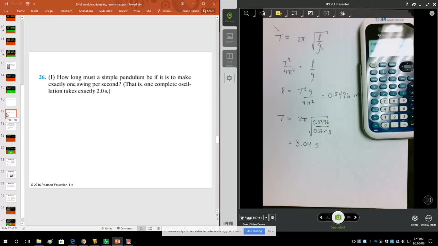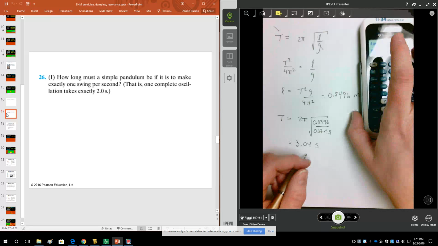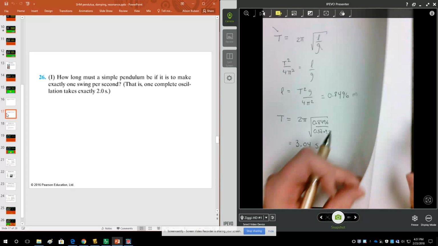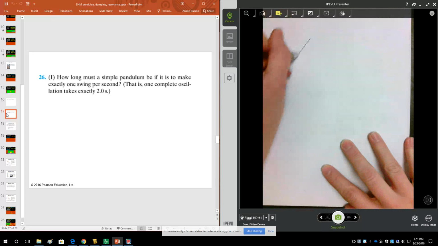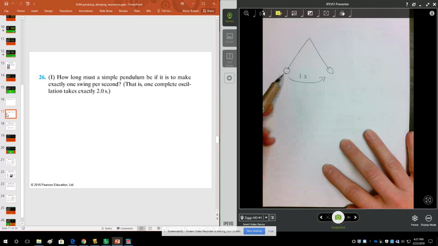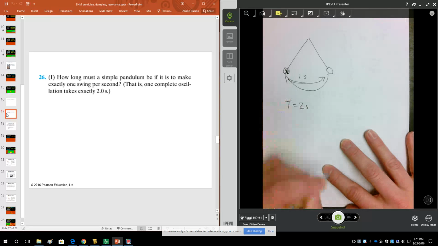So one swing per second, they're saying that one complete oscillation takes exactly 2 seconds. That's good to note. So they're saying one swing, from side to side, is 1 second. But a period means from starting point back to starting point. So that hint is very helpful because that means the period needs to be 2 seconds.